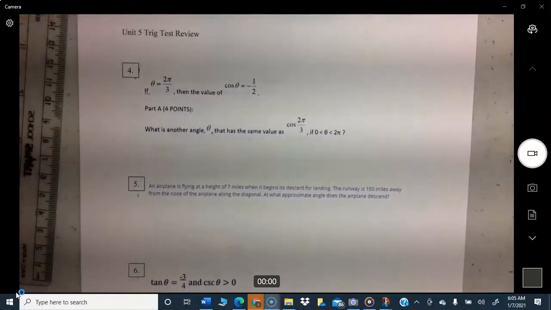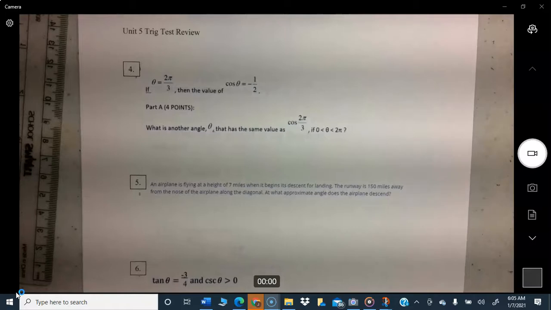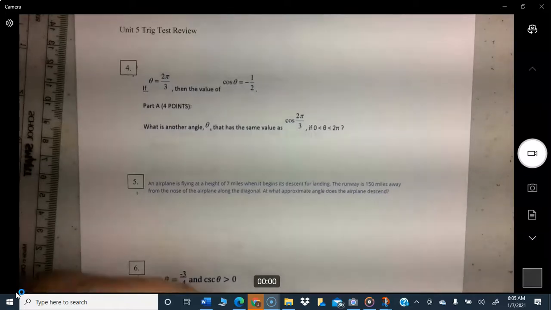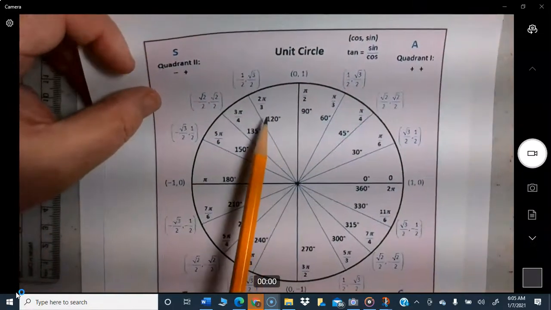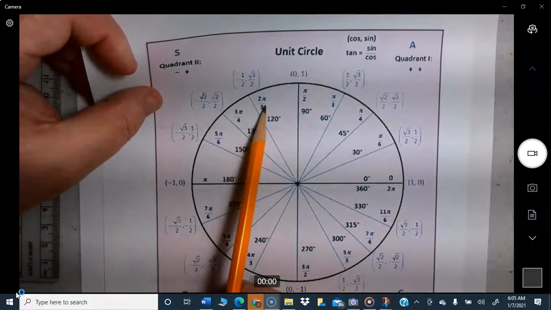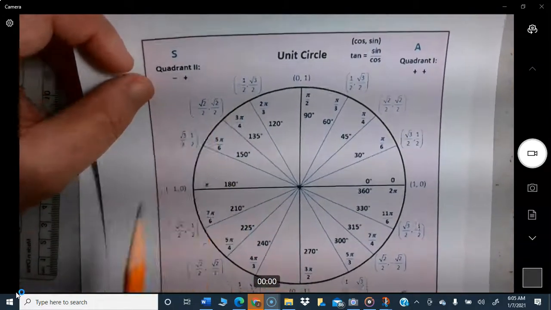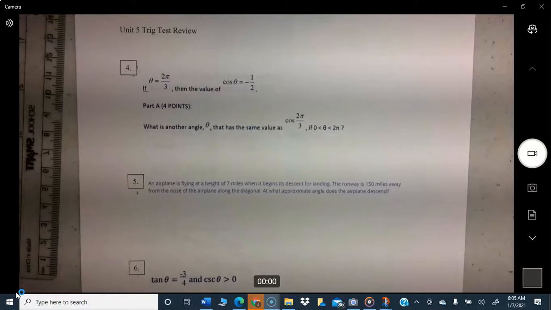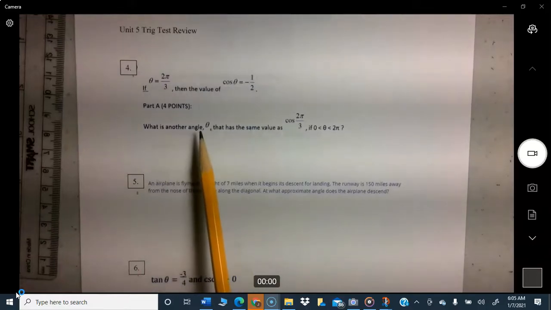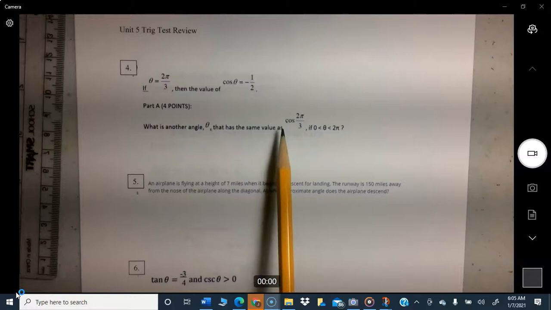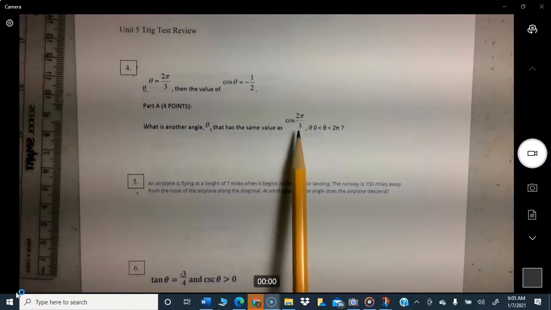Number 4. If theta is 2 pi over 3, then the value of cosine theta is 1/2. Well, let's confirm that. If we come over here, there's 2 pi over 3 right there, and the first number is the cosine, and it's negative 1/2. So that is correct. They're telling you that, but just confirm that you know what they're talking about. What is another angle theta that has the same value as cosine 2 pi over 3?